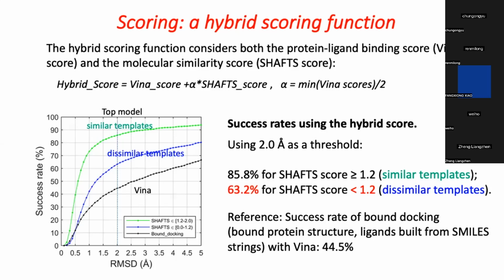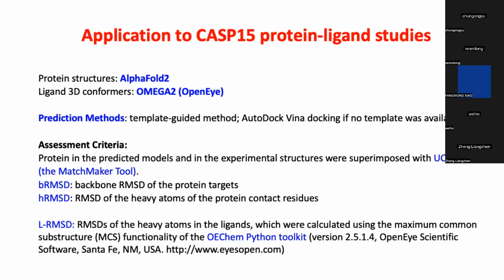So this is the usual docking accuracy, the usual accuracy for docking. Then for similar templates, without surprise, the success rate can be as high as 85%. But for dissimilar templates, the success rate is about 65%. So it's still significantly higher than the docking bound accuracy.